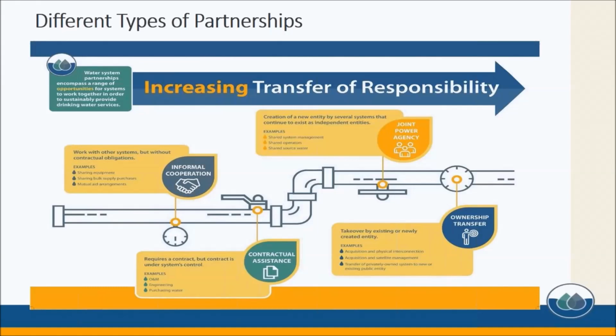So a lot of the different types of partnerships that are out there, we really see it as, again, a full spectrum where you're moving from informal cooperation, maybe moving towards some shared contractual assistance, to joint power agency transfer, and then all the way to ownership transfer. So we really do look at all of the different options and all of the different ways that systems can work together, maybe with an outside group, with an association, with the help of a state or a technical assistance provider, to really leverage what they have and the resources that are out there.